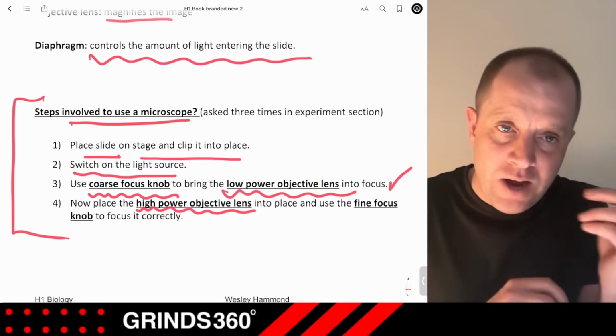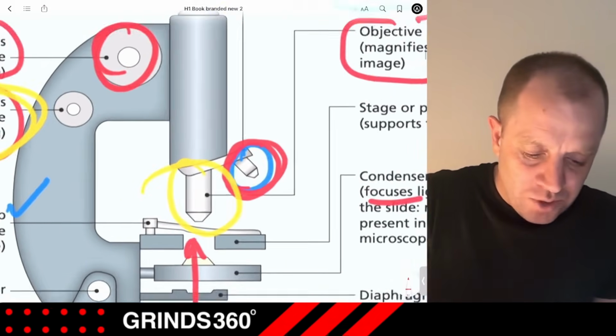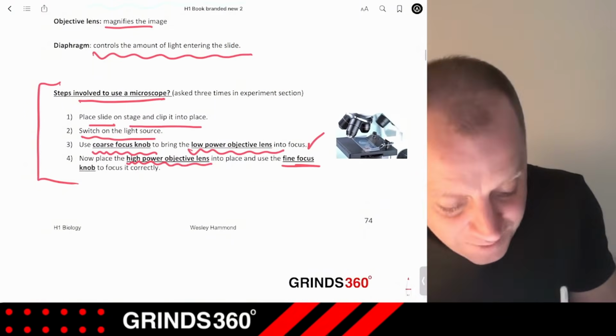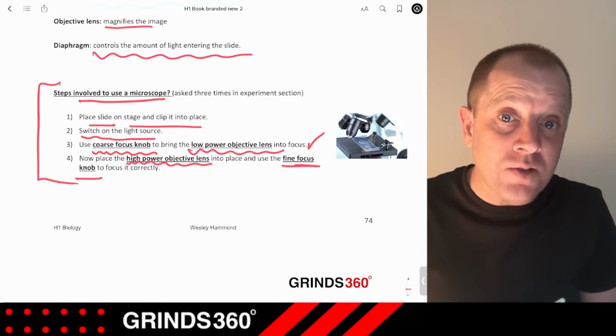So you move the higher power objective lens into place. And then you use the fine focus. And that's how you use a microscope.